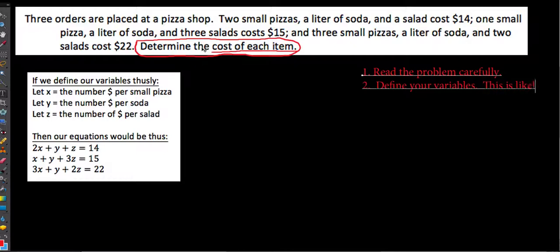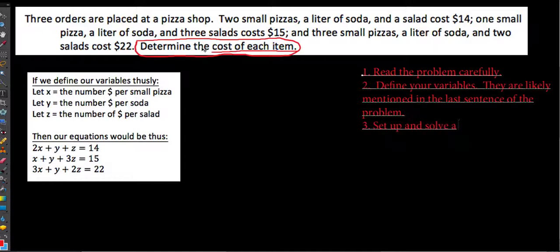This is likely, or they are likely mentioned in the last sentence of the problem, okay? And that is to say that usually somebody's going to ask you to go find something, and these are the unknowns in this case. So once we've defined our variables, we're going to set up and solve a 3x3 system. And last but not least, we're going to interpret our variable values of the solution, or the ordered triple that we get.